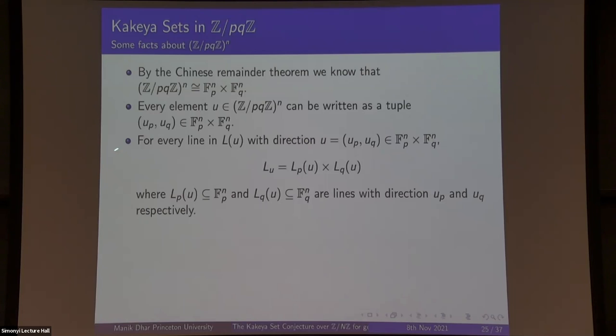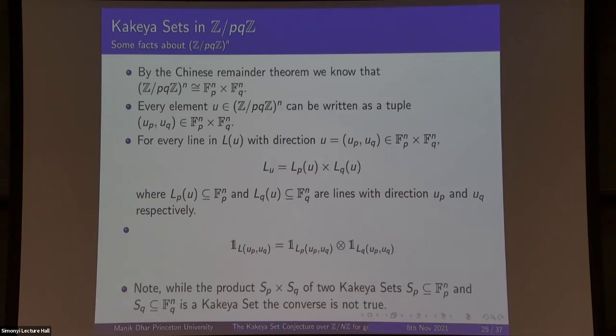I hope this line bit is clear because the argument hinges on this. Now, if you look at the indicator vector of this line L, you can write it as the tensor product of the indicator vectors of the lines LP and LQ. LP will be a line with columns in FP, LQ will be a line with columns in FQ. And if you do the Kronecker or tensor product, then you will precisely get the product of the lines' indicator vectors. So that's why this identity works.